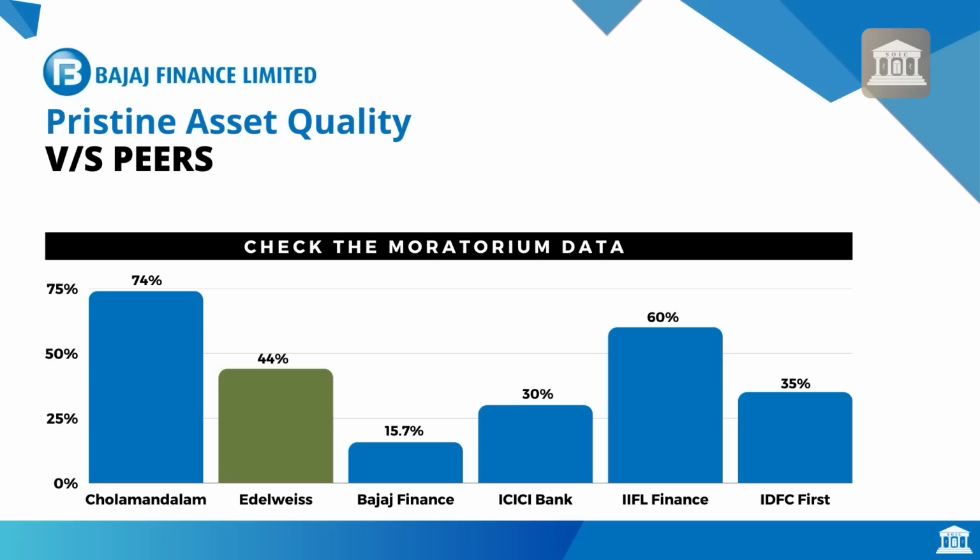Yield wise, this was 44% in retail portfolio. IIFL Finance was 60% because again they're dealing in cash and also they have gold financing. IDFC First Bank was 35%, whereas ICICI Bank was 30%.